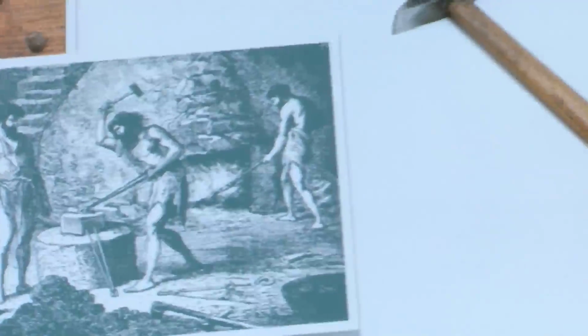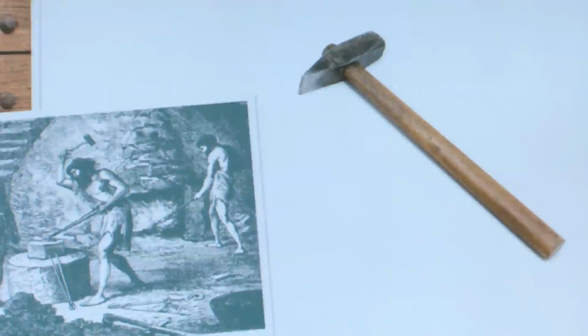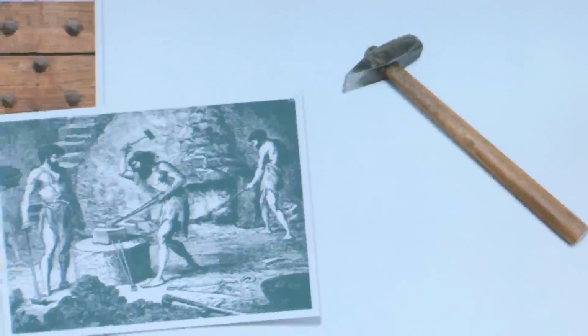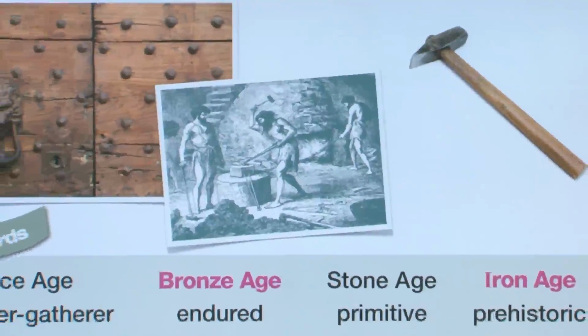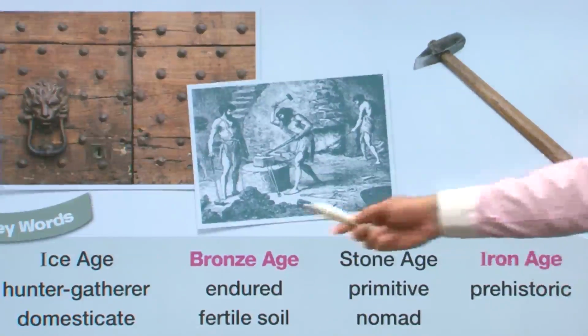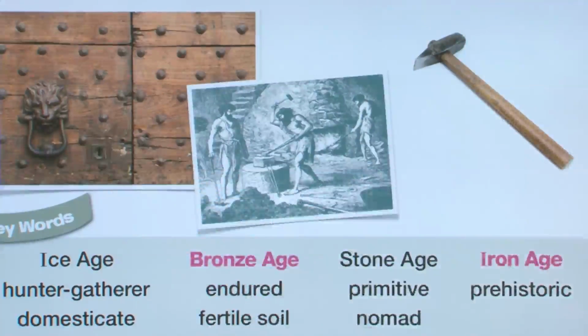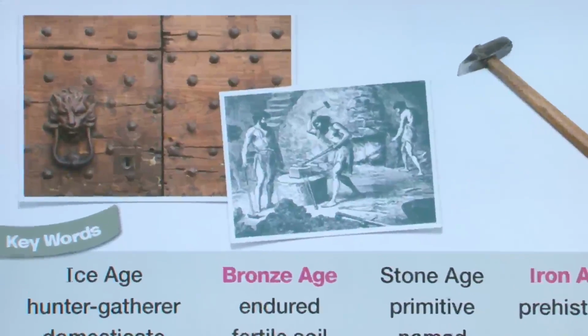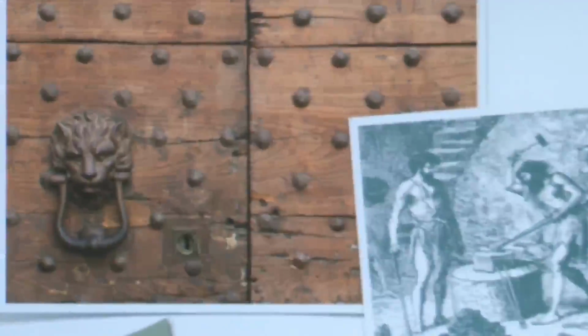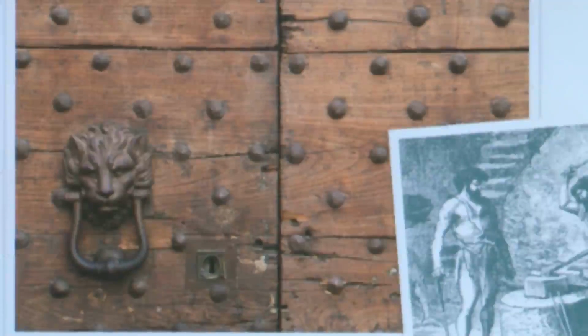Now during the Bronze Age, people began to learn how to make tools and weapons with bronze. They didn't just make tools, sometimes they would make other things like door handles. Like we have today, many bronze door handles are still very common.